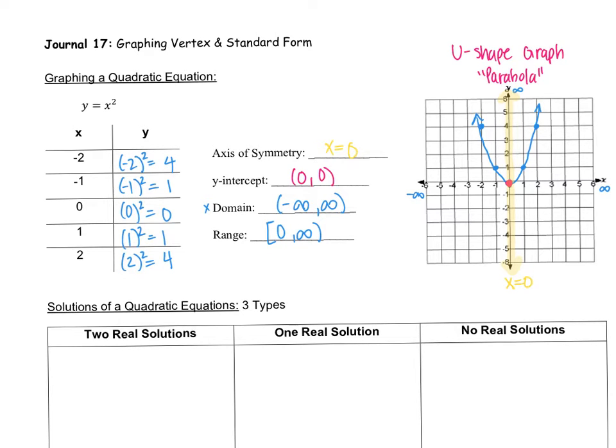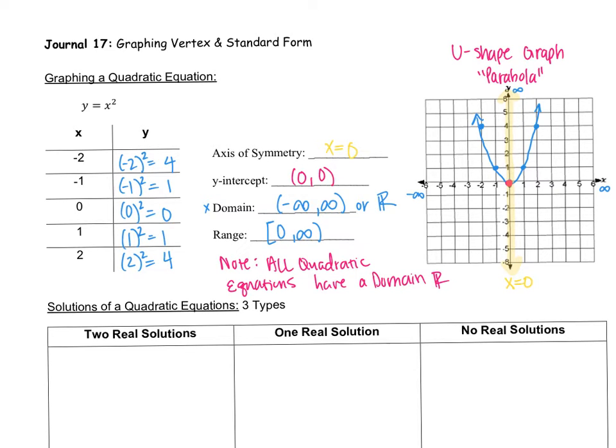So one of the things I want to mention is that the domain will always be negative infinity to positive infinity, as we have mentioned before. We can also state that this means all real numbers and use the fancy R symbol. So the domain for parabolas will always be all real numbers. So I'll make a little note here: all quadratic equations have a domain of all real numbers.